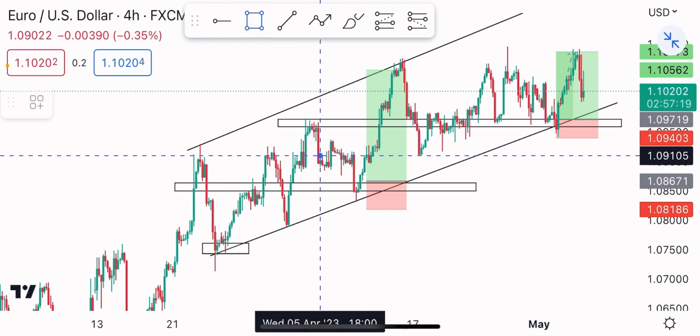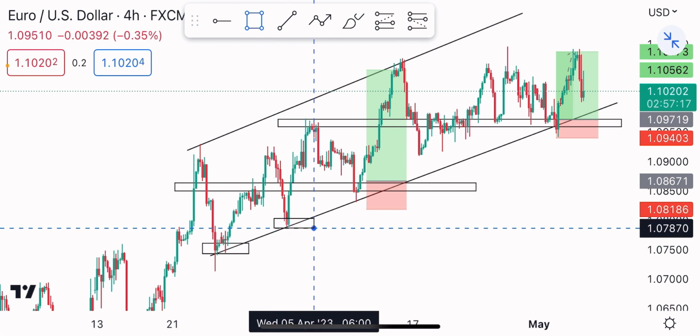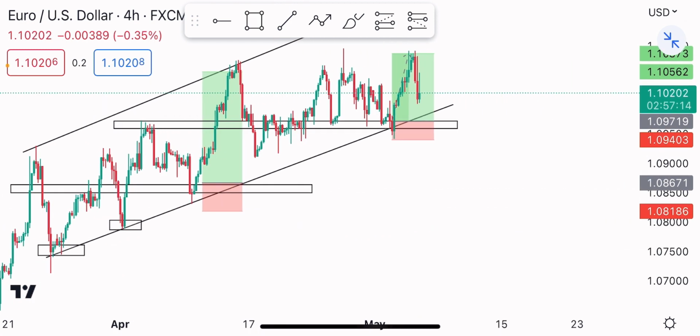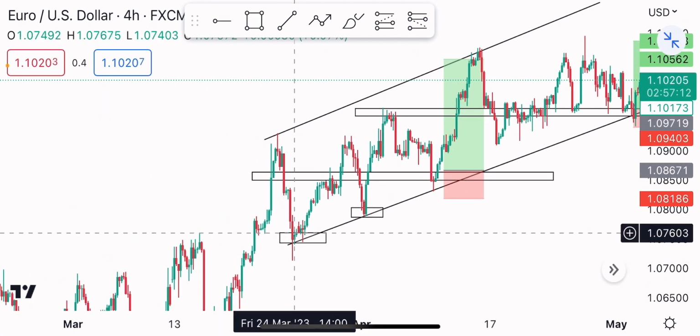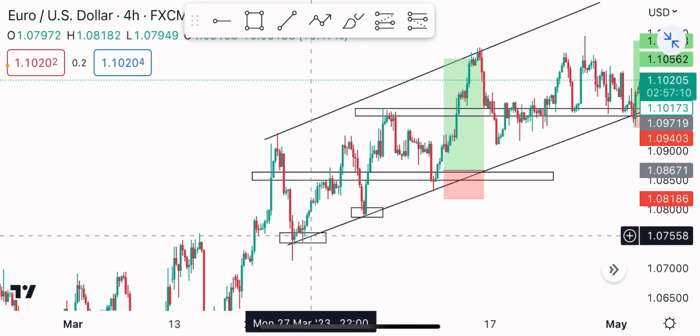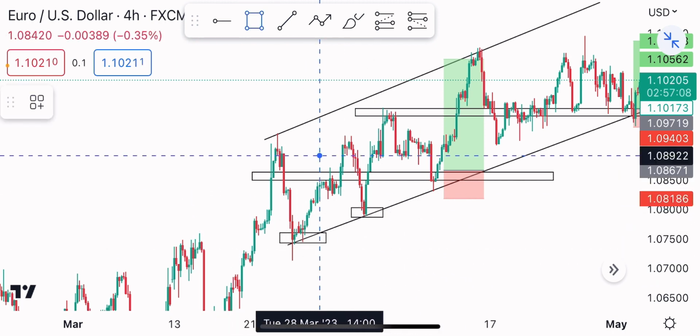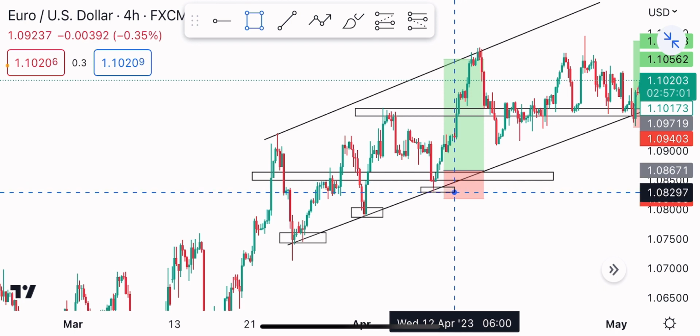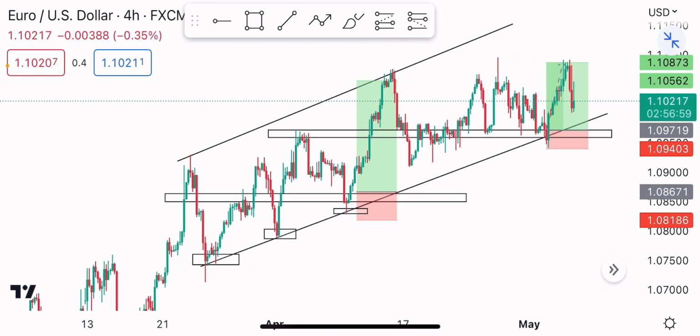So we got a low at this point and we got another low. This low we got is higher than the previous low. This is the previous low basically. So this low is higher than this low. And when the market is creating higher lows and higher highs, it's actually trying to tell us that the market is trending to the upside.